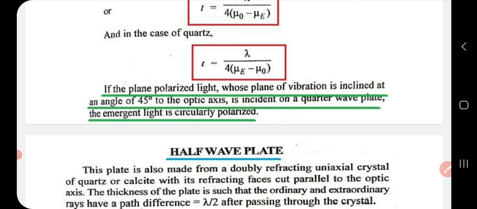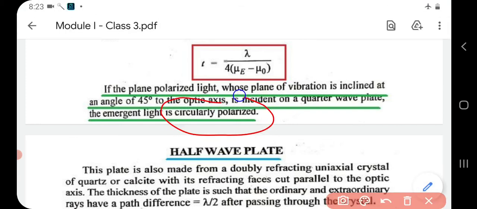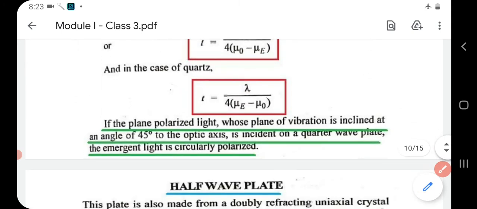Now the last sentence: if plane polarized light whose plane of vibration is inclined at an angle of 45 degrees is incident on a quarter wave plate, then what will be the emergent light? It will be circularly polarized.